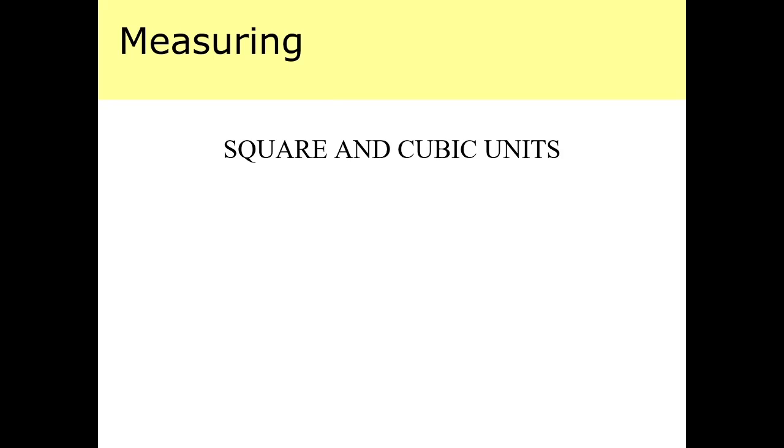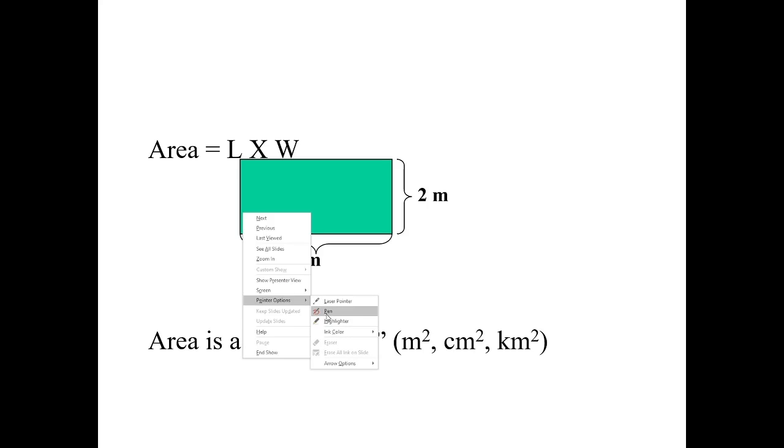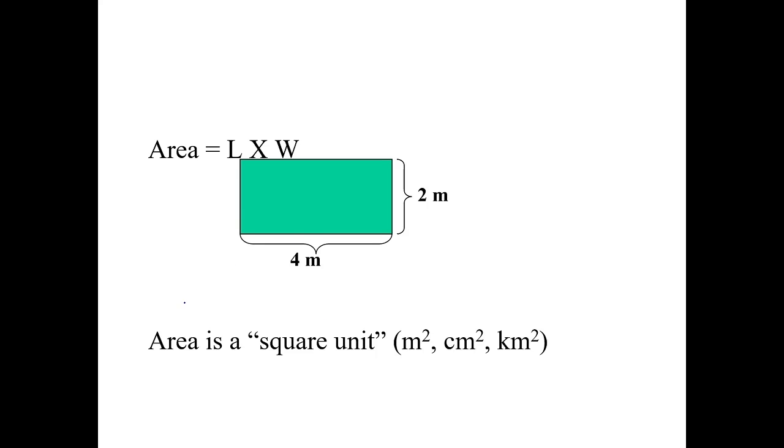So today we're going to spend some time talking about square and cubic units, continuing our metric conversions. For a rectangle, we know that area is length times width. So for this pretty simple box here, let me turn on the pen. The area would be 4 meters times 2 meters, which of course is 8. But now we've got meters times meters.